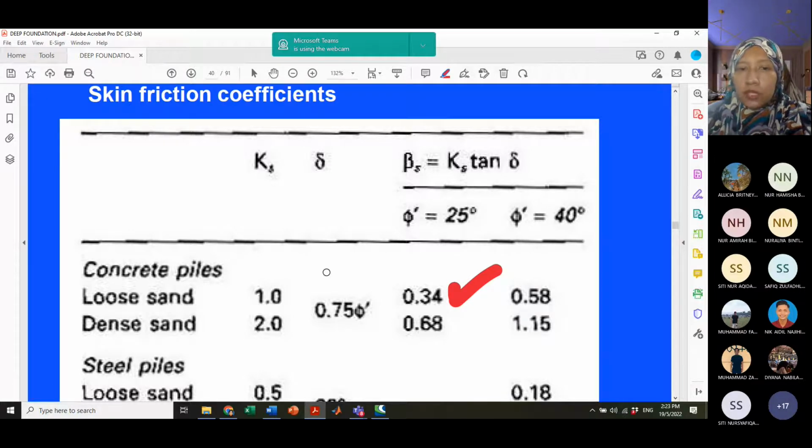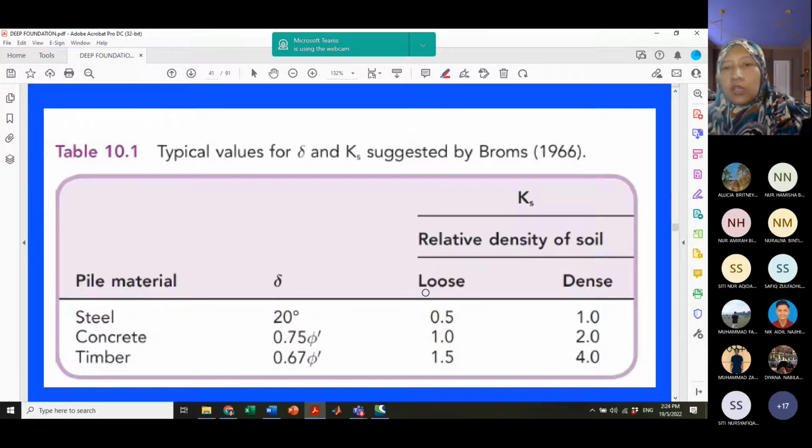For example here, if you are using concrete piles which embedded in the loose sands, so that the beta S can be taken as 0.34 kalau you have the internal friction angle 25 degree. So kalau kata you want to ensure is it true or not, you can substitute balik nilai dalam ni. KS contohnya 1.0, delta 0.75, darab dengan 25 example. And then you get the answer 0.34. So ini adalah contoh dia lah.